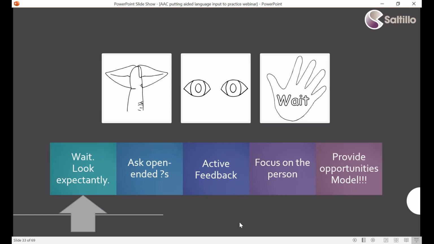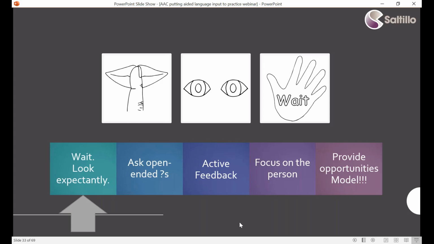So the first one we want to talk about is this idea of waiting and looking expectantly. Some people also call this an expectant delay, but it's that idea that when you say something or when you set up a communication opportunity, instead of interjecting with some sort of prompt or cue, you're just going to wait, and you're going to wait in silence. And sometimes that can be pretty uncomfortable, especially if we're not used to it. Some people recommend trying to count to 10.